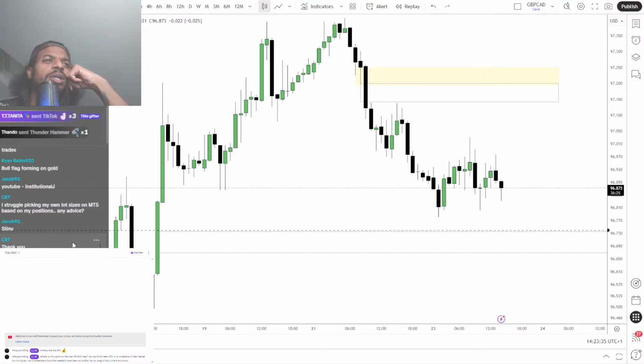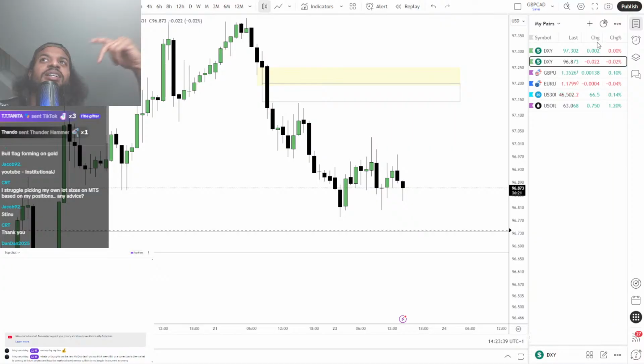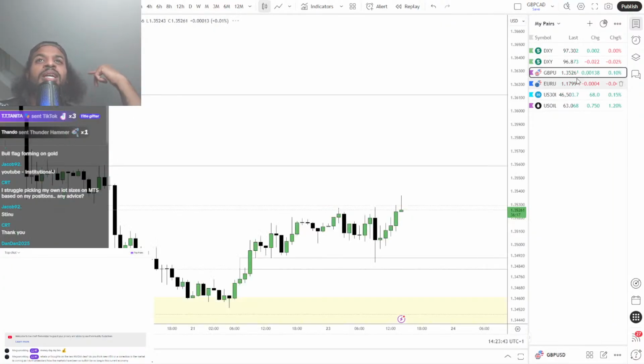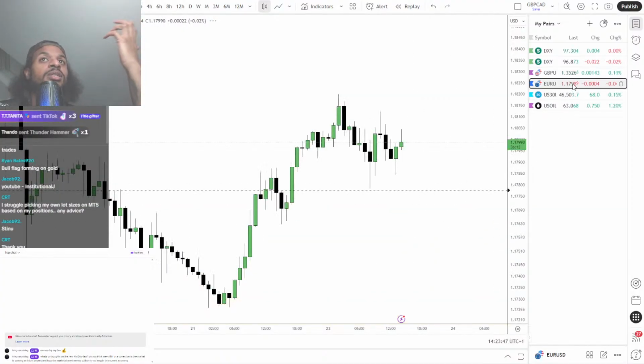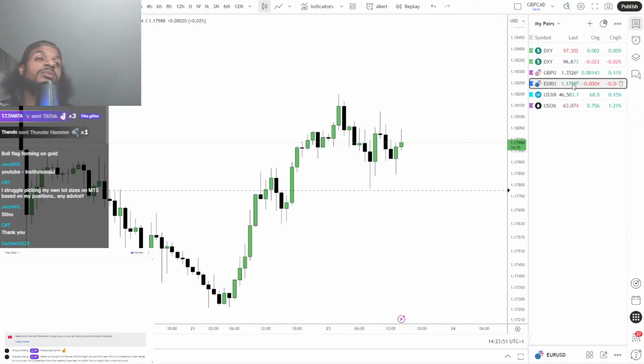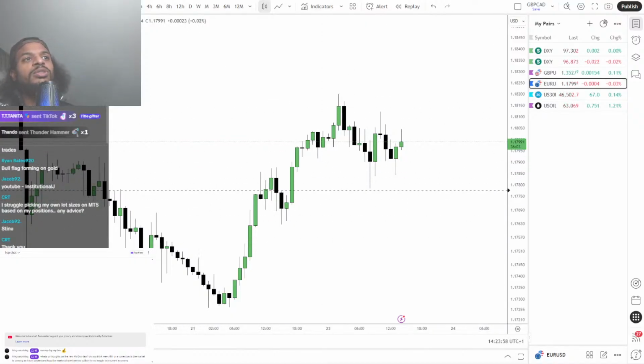Pick a unit you're comfortable risking and never ever change it. But your unit size, your lot size, should change if your account's getting bigger. Do you understand? If the account is bigger, your lot size should be bigger because your account can handle more. So that's always going to change. So it's not necessarily that.